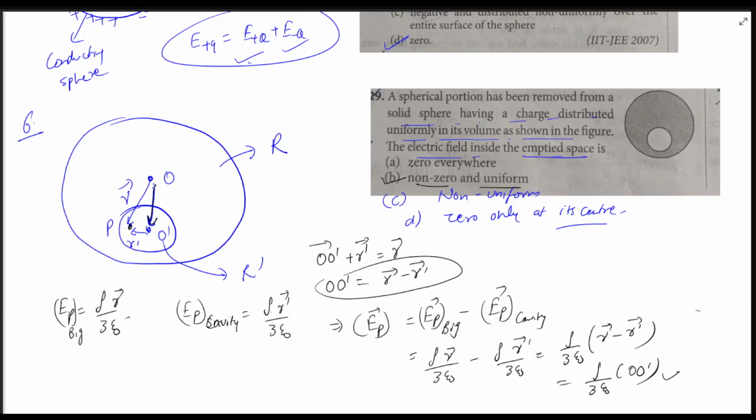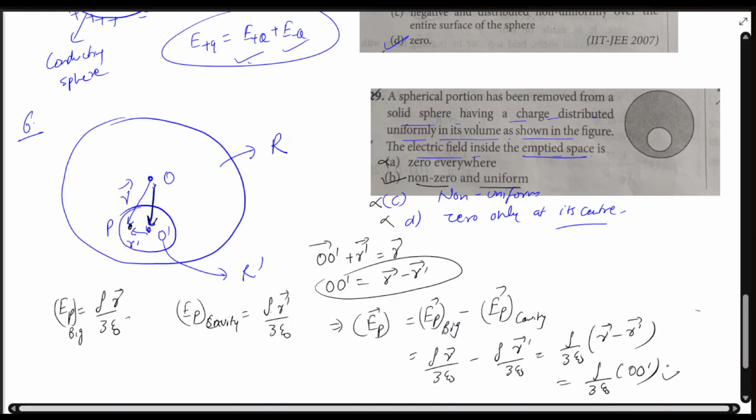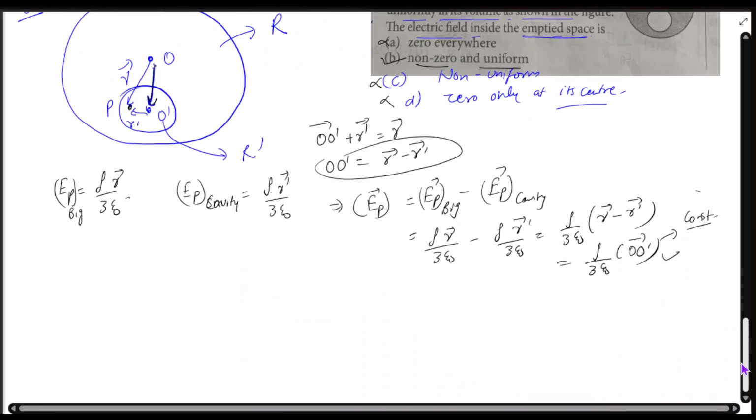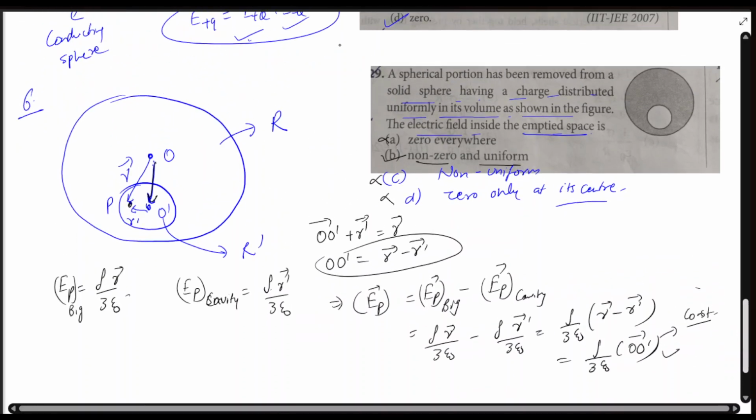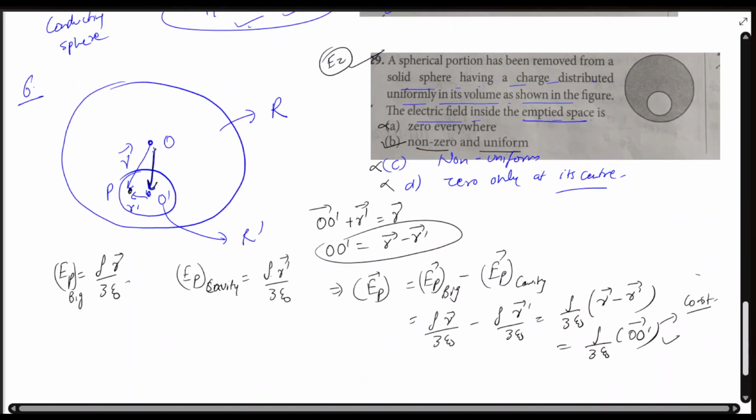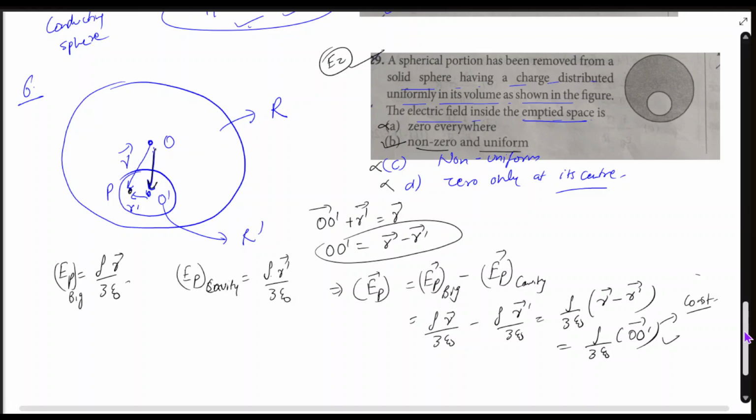This option is correct. Zero is wrong, non-uniform is wrong, it will be uniform, and zero only at its center, no. At every point it will be rho times OO dash divided by 3 epsilon naught, which is constant, right? Even both direction and magnitude are constant here. So this is an easy question again. We have studied this negative charge concept, right? So if there is a cavity, we subtract the electric field and so on.